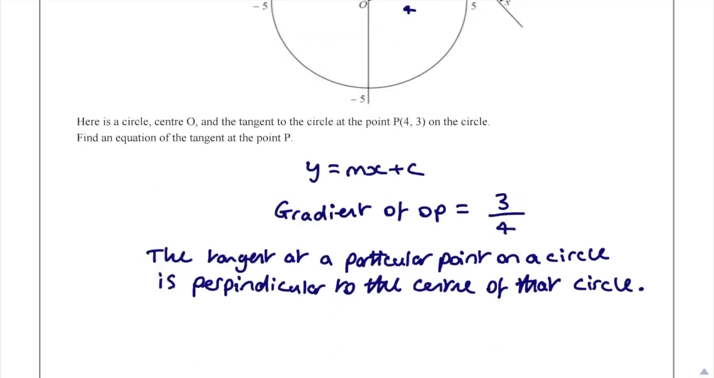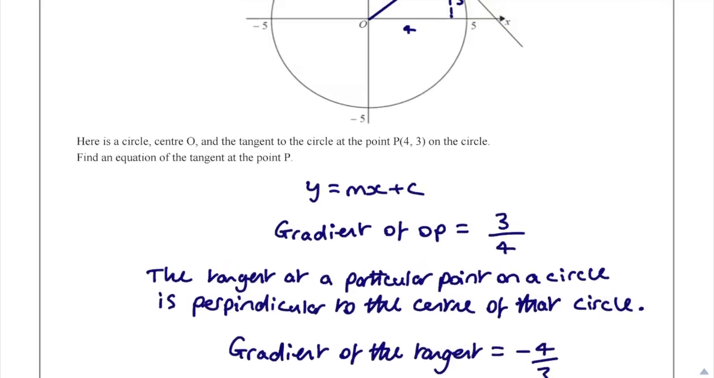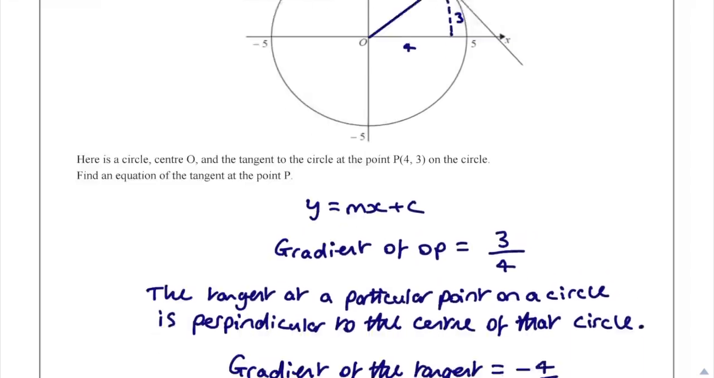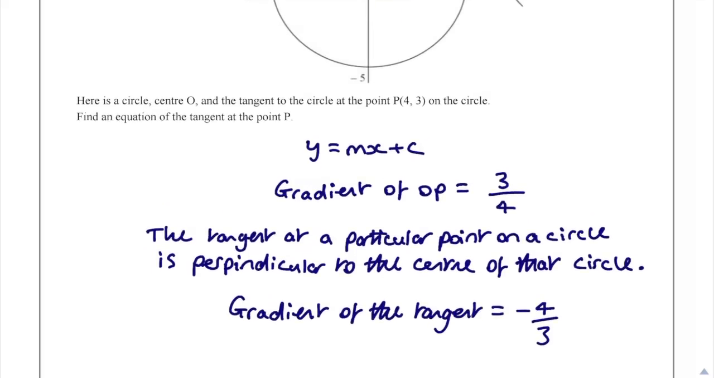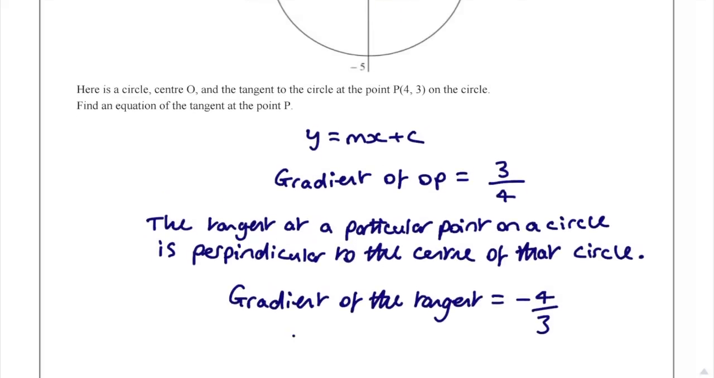So what we can say is that the gradient of the tangent is equal to the negative reciprocal of 3/4, which is minus 4/3. Now, using y equals mx plus c, we can replace m with our gradient, which is minus 4/3, so it's going to be y equals minus 4/3 x plus c.